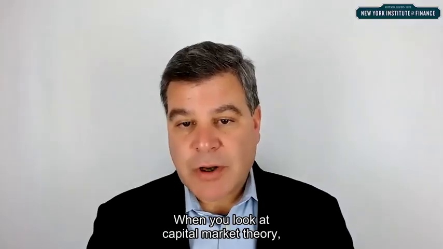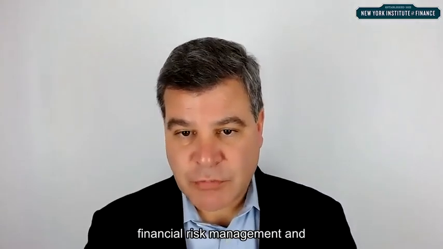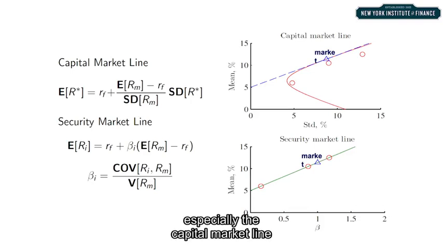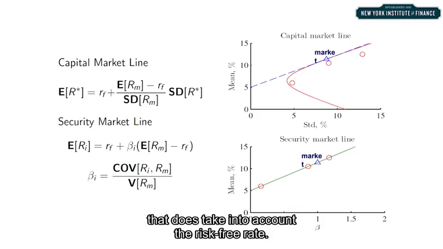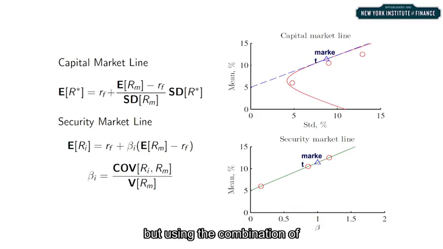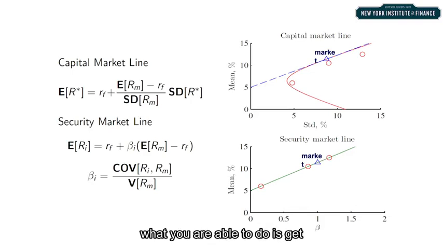When you look at capital market theory, it could be utilized within financial risk management, and especially the capital market line and the security market line. It's just important to remember that the capital market line and the security market line do take into account the risk-free rate. The efficient frontier does not take into account. But using the combination of the efficient frontier and the capital market line, what you are able to do is get a better sense of what would be the most efficient portfolio.